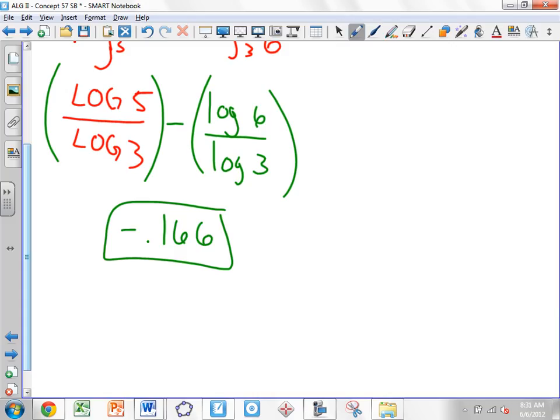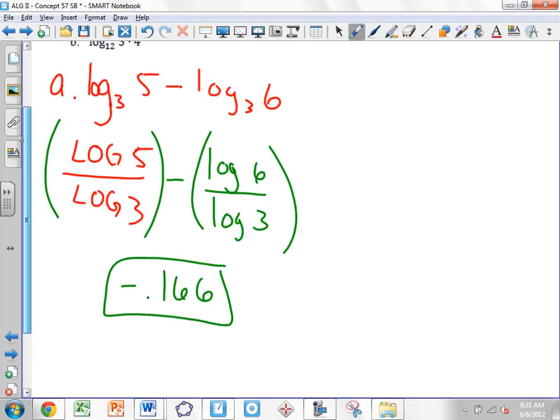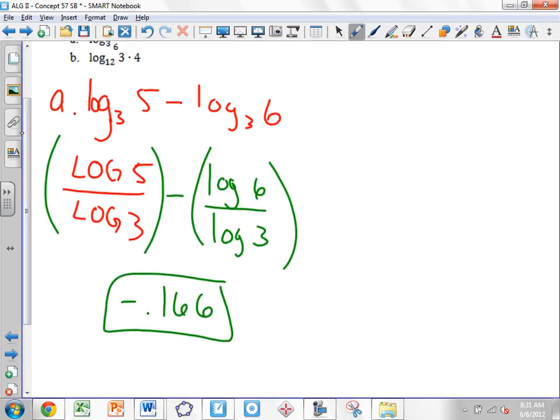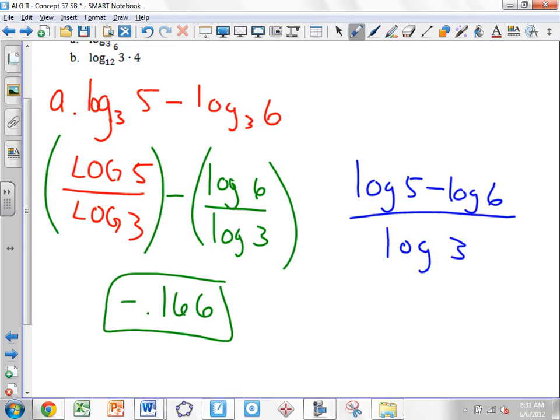How could I have also, just for a little side note, not that it's really that important, but take a look here at this point. How else could I have written this once I see I have this line right here? What do you see both fractions have? The same denominator. So I could have written this, if I wanted to, as log 5 minus log 6 all over log 3. That's another way I could have written this problem. Any questions on this? Okay, that's part A.